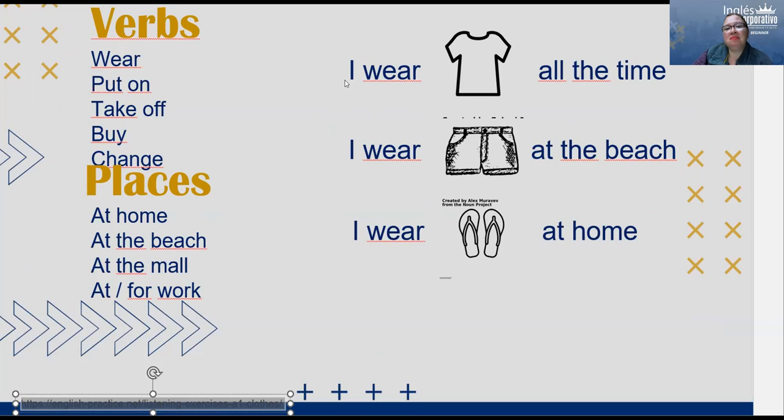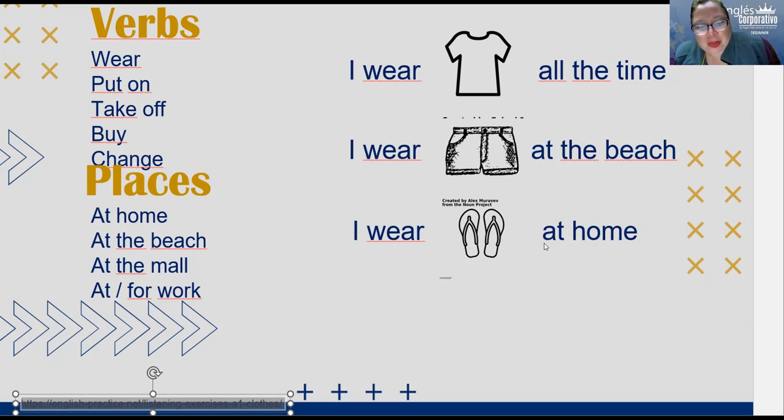Okay, well, I am wearing a t-shirt, okay? I am wearing some shorts, or some pants. I am wearing sandals, okay? Usually I wear sandals at home, okay? In this moment, I am wearing sandals. I am wearing sandals next weekend, okay? So we use wearing for my plan or the things I'm doing now. But also, I use the present simple tense to say my habit, okay? My habit, I usually wear my sandals at home, okay?